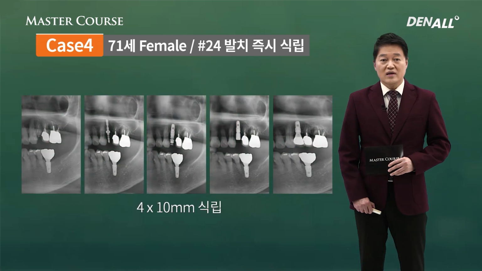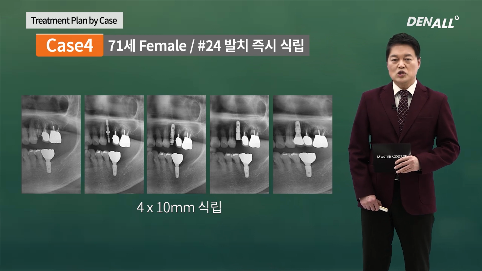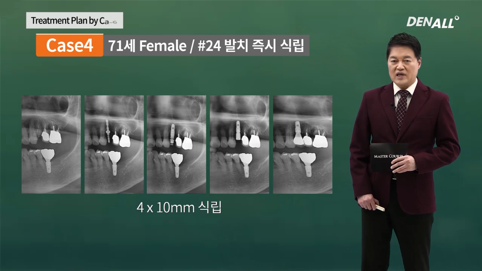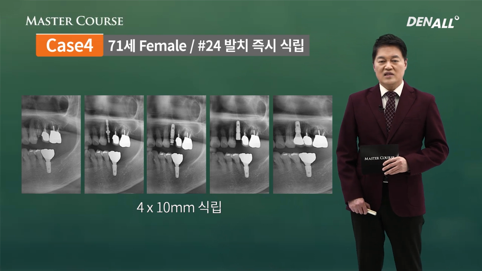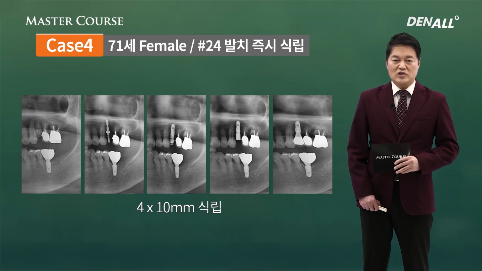Take a look at the X-ray. This is an image before extraction. Guide pin was placed, and it was slightly towards the mesial, so direction was adjusted. Bodily adjustment was done towards the distal. The 4 by 10 millimeter implant was placed as was planned initially, and healing abutment was connected. Finally, prosthesis was completed. This is the image.